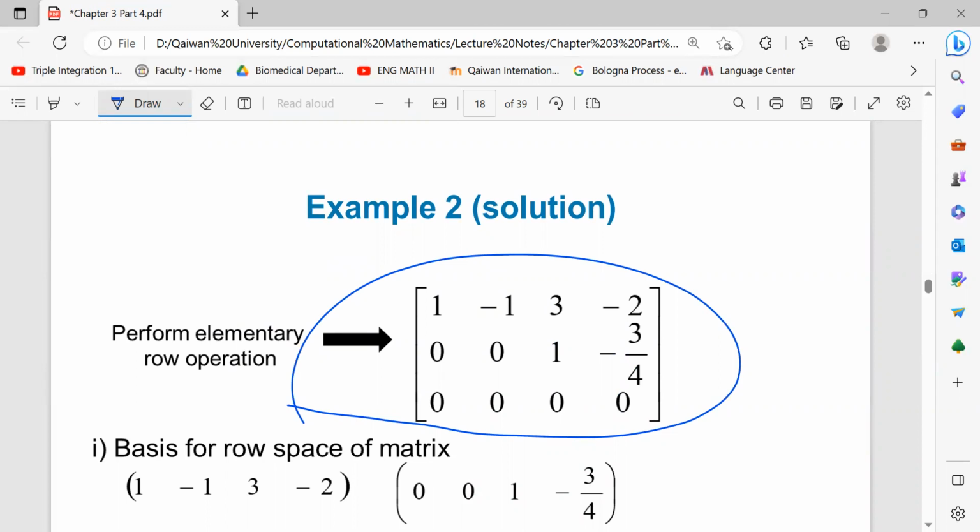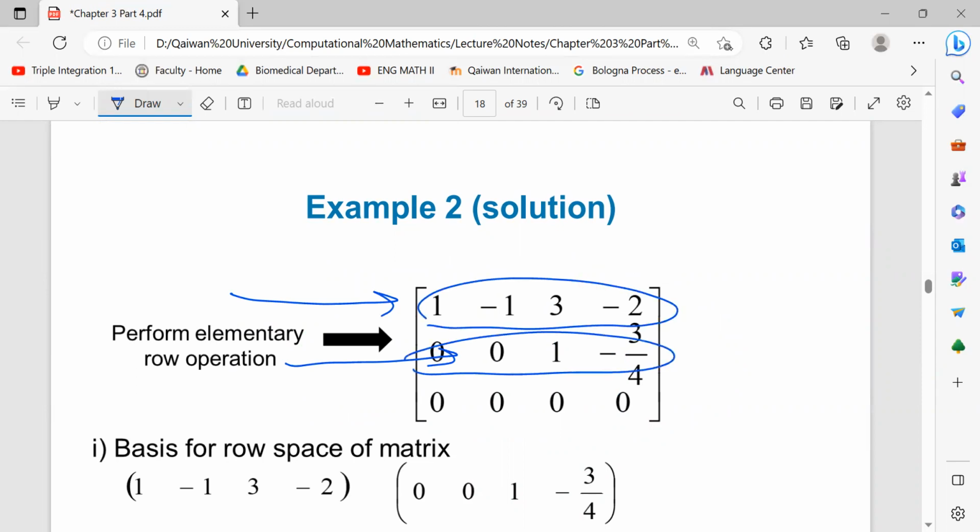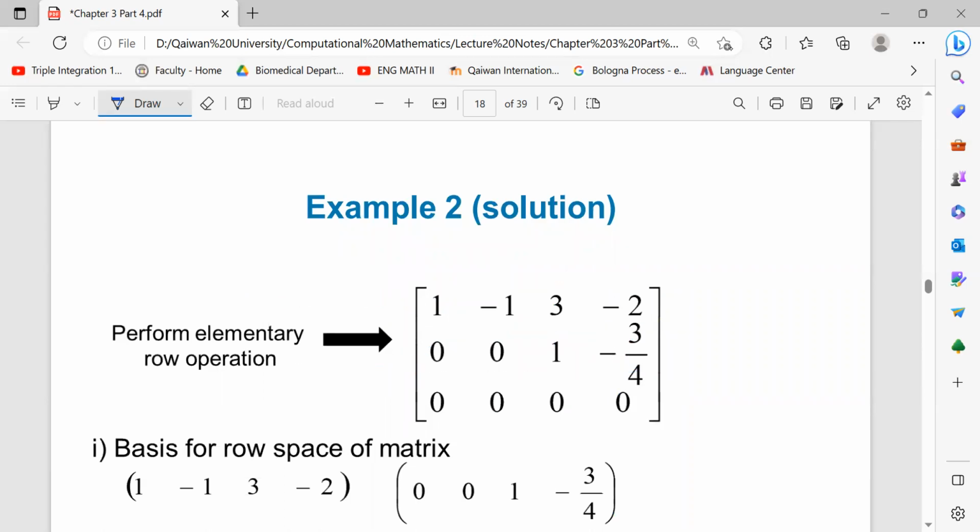What is the basis for the row space? How many non-zero rows do we have? We have this and this. Okay, so this vector and this vector are the basis for the row space: 1, -1, 3, and -2, and also 0, 0, 1, -3/4. These two are the basis for the row space.